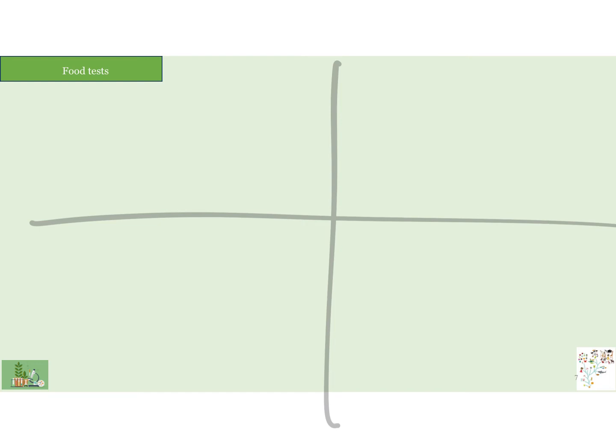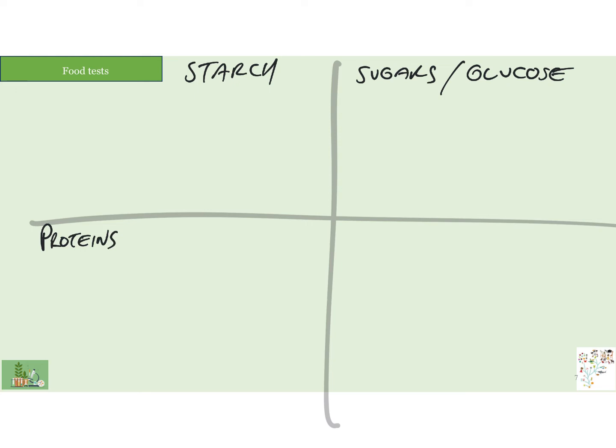Okay, so there are four food tests that we need to know. One of them is for starch. One of them is for sugars, but again, in the higher paper, I would never use the word sugar, I would use the word glucose. Okay, so we'll try and use the word glucose if we can. Then, of course, we're going to have a test for proteins. And we're going to have a test for fats/lipids. So these are the four food tests you need to know, which relate to the 4 different food groups you'd be expected to do.